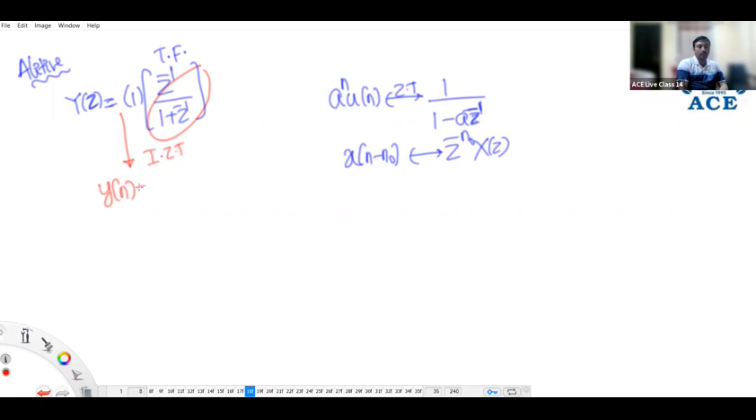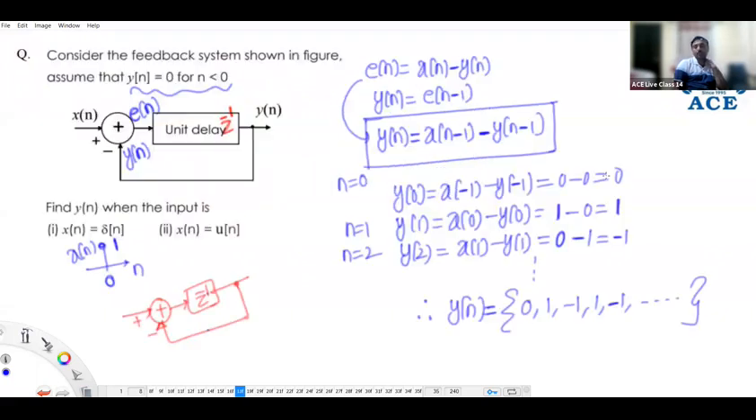So 1 by 1 plus z inverse looks like 1 by 1 minus a z inverse, the standard formula for a power n u of n. The extra z inverse indicates a shift of one sample. So this answer is minus 1 whole power n minus 1, after 1, because of u of n minus 1. Automatically the output at 0 is 0. That we know from the last slide.